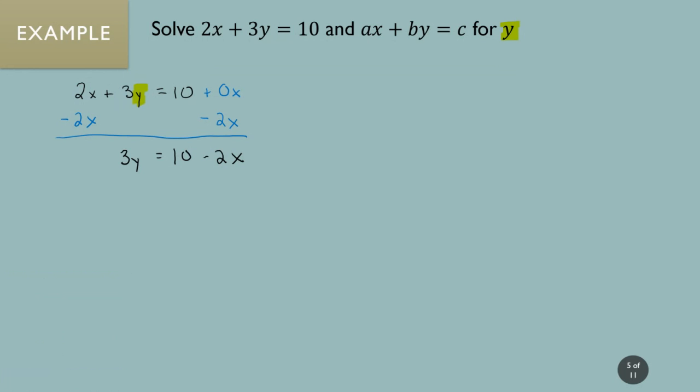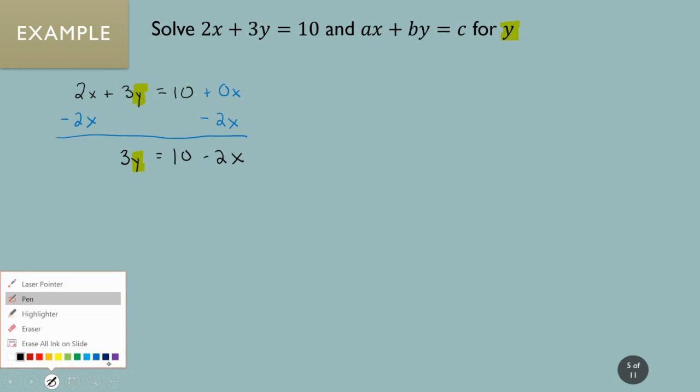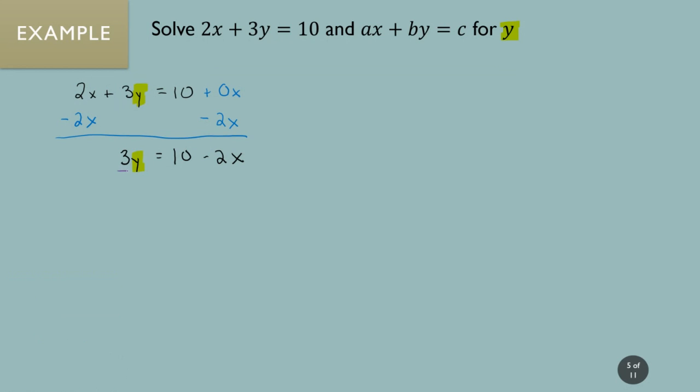So we're still trying to get the y by itself. And so now that you've got a single term on the left that contains our variable, we're going to divide everything by 3, which is in front of the y. It's the same thing as if we were solving for x, and if you have 2x, you're dividing by 2. So we're going to divide everything by 3.